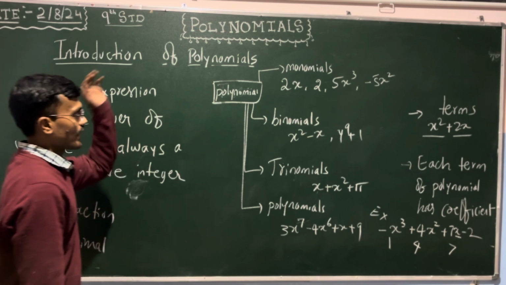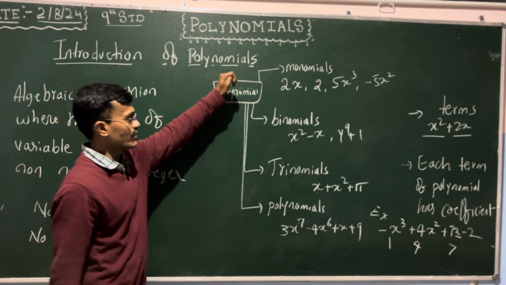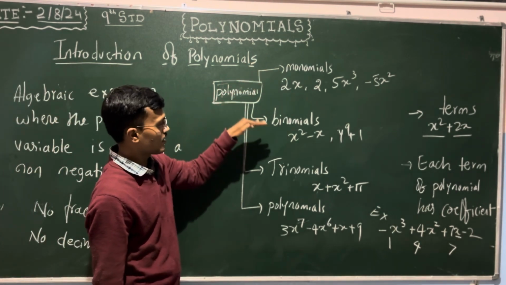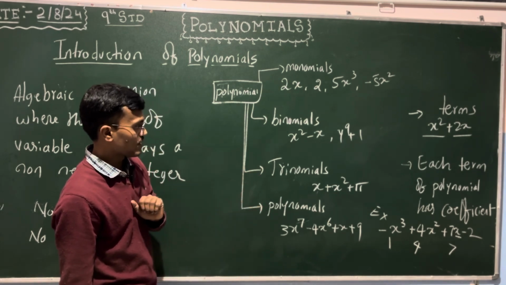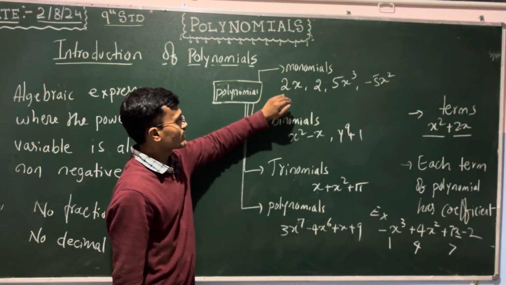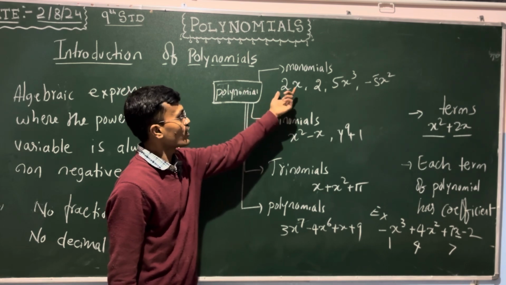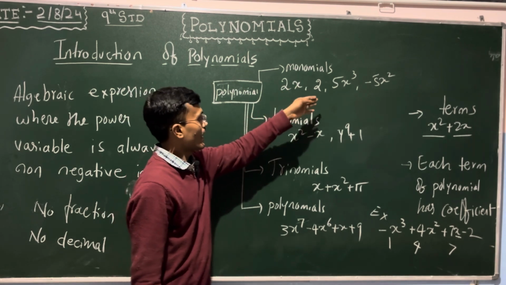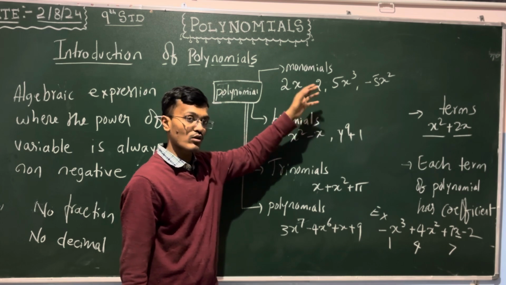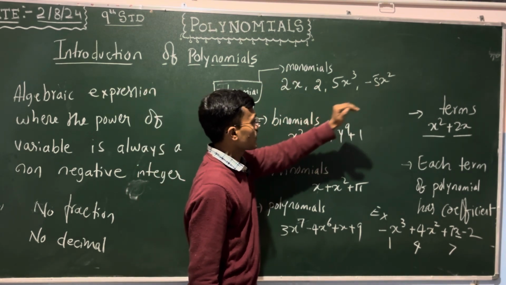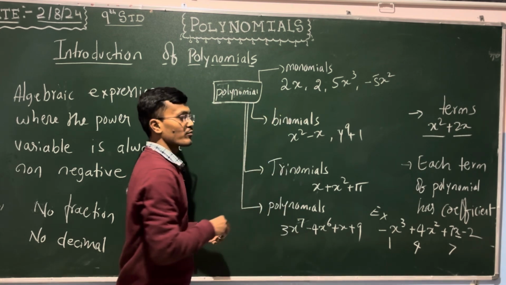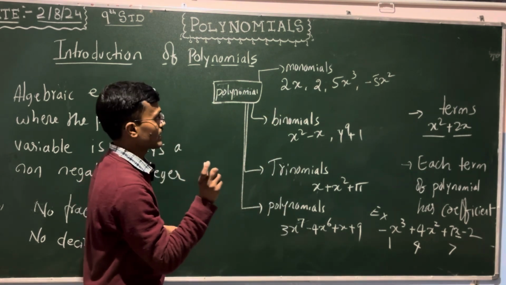Now we will move on to the types of polynomial. In a polynomial there are 4 types: monomial, binomial, trinomial and polynomial. Monomial, for example 2x, means only one term should be there, and a constant term is also possible, and 5x cube minus 5x square. These are called monomial. Monomial means only one term.